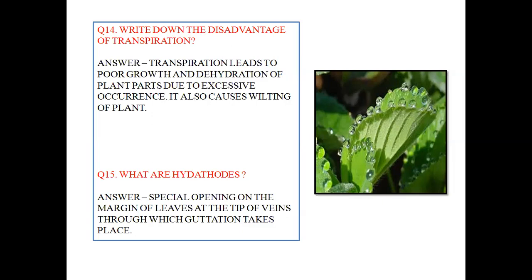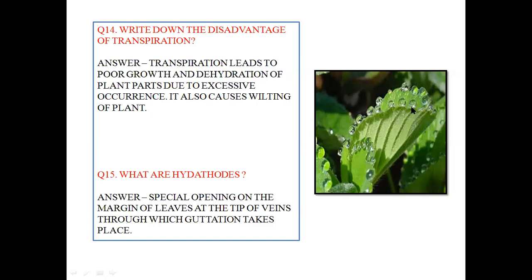Now hydathodes are special openings which are found on the margin of the leaves, students. Margin of the leaves means, see, at the end of the vein, all the droplets of water you can see, these are found just at the tip of the vein. That means there is an opening present at the tip of the vein which allows this process of guttation, that means loss of water in the form of droplets, rather release of water in the form of droplets.